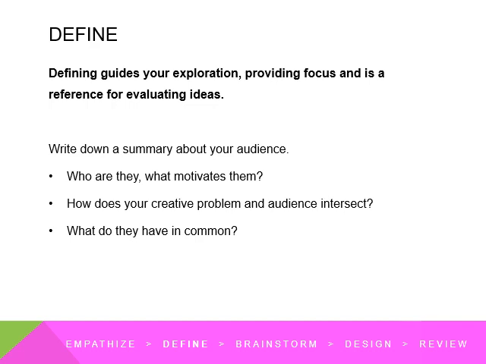All right, so different points of the define process. You should write down a summary about your audience. So everything you've read, all of the target audience research that you received, everything you gathered from your empathizing exercises, you're going to summarize it basically. Write down who your target audience is. Who are they? What motivates them? How does your creative problem and your audience intersect? And what do they have in common?